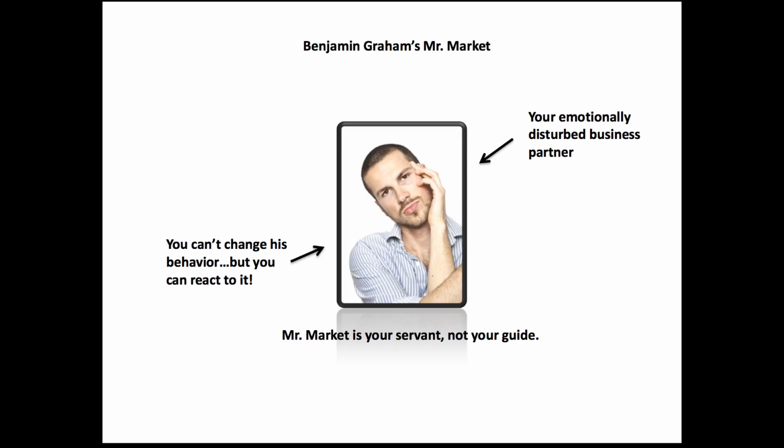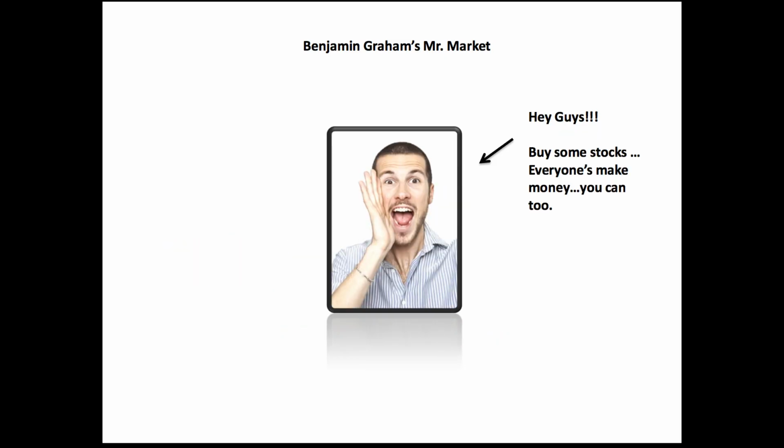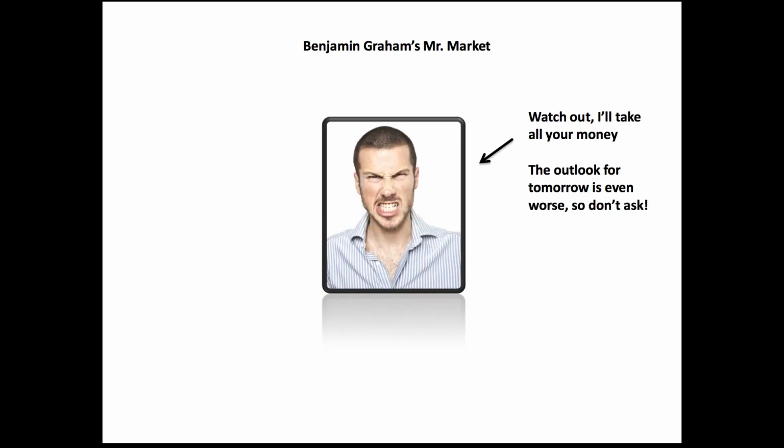So the way that Benjamin Graham would describe this in his class is he said, Mr. Market might come out and say, hey guys, hey everyone come here, buy stocks. You can make a lot of money. You can do great today. And he creates all this hoopla and emotion behind the market. And he's telling everybody, not only am I making tons of money, but my neighbor's making tons of money. And then Mr. Market can also be the guy who's just got a horrible attitude on the direction things are going. Watch out, I'll take all your money. And the outlook for tomorrow is even worse than today, so don't even ask. And if you really think you're going to make money in the stock market, you're just kidding yourself. And so these were the personalities that Mr. Market had.